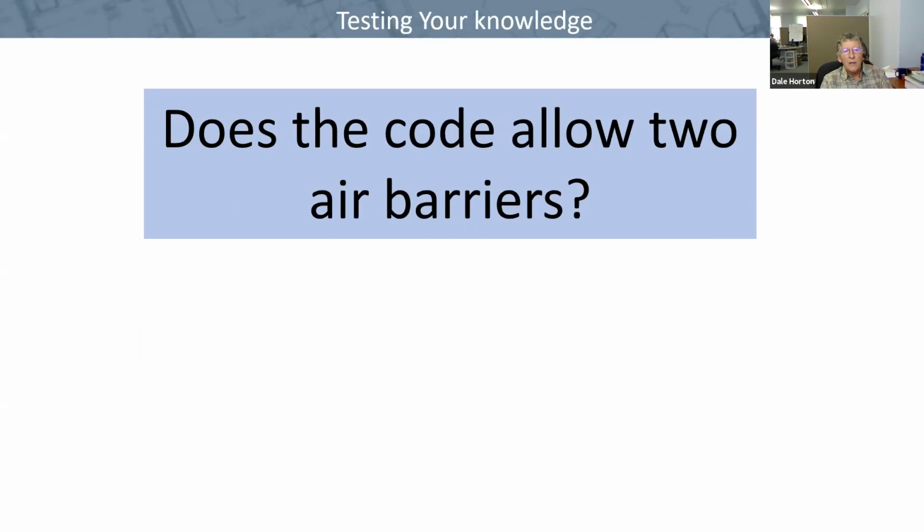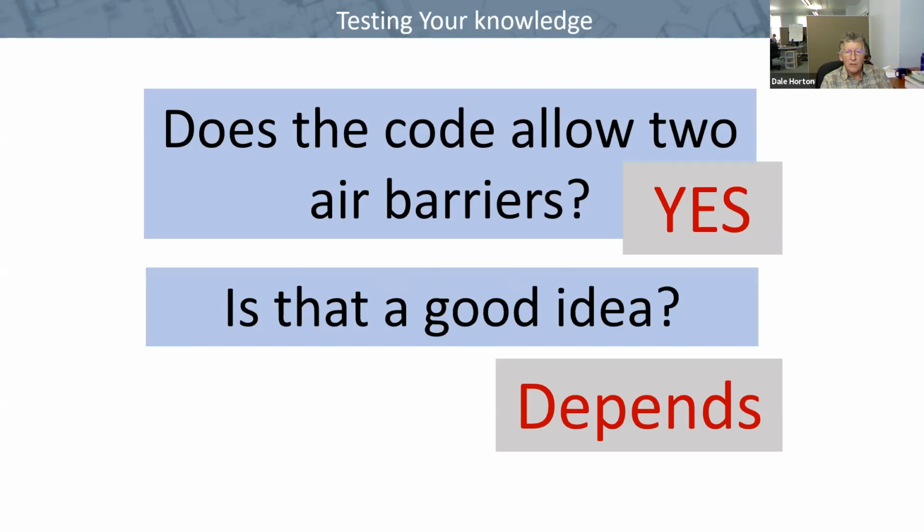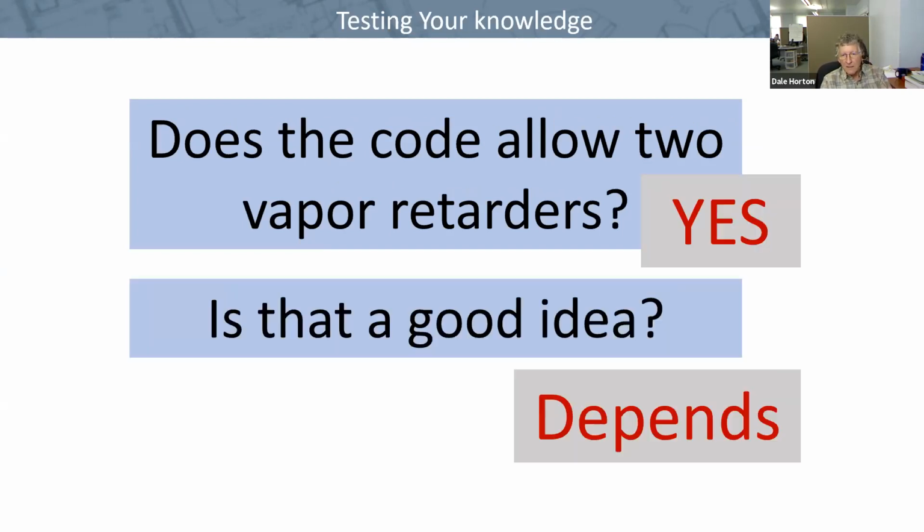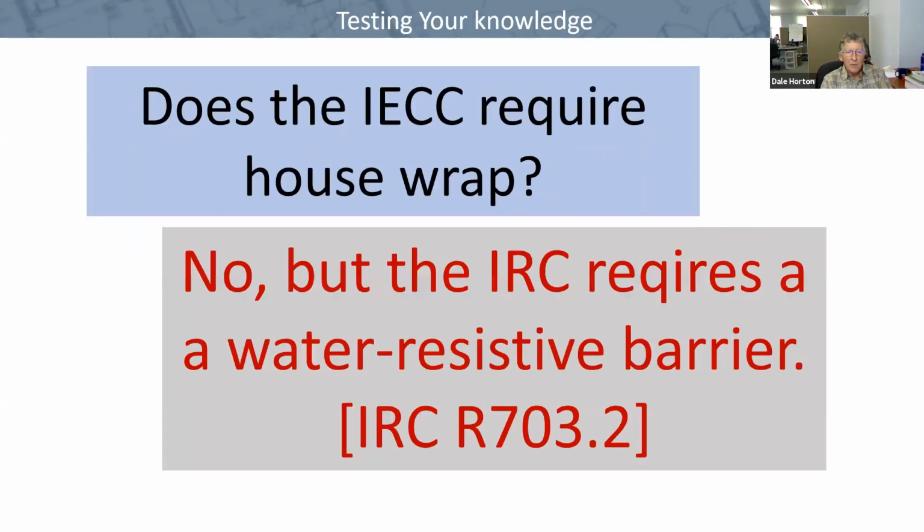Does the code allow 2 air barriers? And the answer is sure. And is it a good idea? And the answer is it depends. And the reason it depends is that it depends on the type of air barrier and whether the air barrier is air permeable. We'll talk about that in a minute. Does the code allow 2 vapor retarders? The answer is yes, if you want to. The code doesn't say you can't, but is it a good idea? And once again, it depends on the air permeability of the vapor retarder.